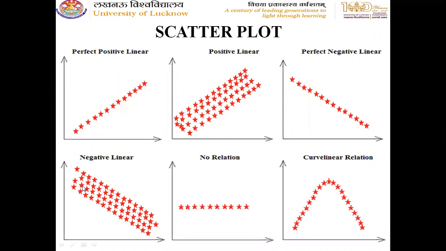If the line comes out to be parallel to the horizontal or vertical axis, then it is said that there is no relationship between the variables. And if it takes the shape of some curve like a parabola, ellipse, or any other shape, then it is called a curvilinear relationship. Here is an example of a curvilinear relationship, where it looks like a second degree equation for the curve.